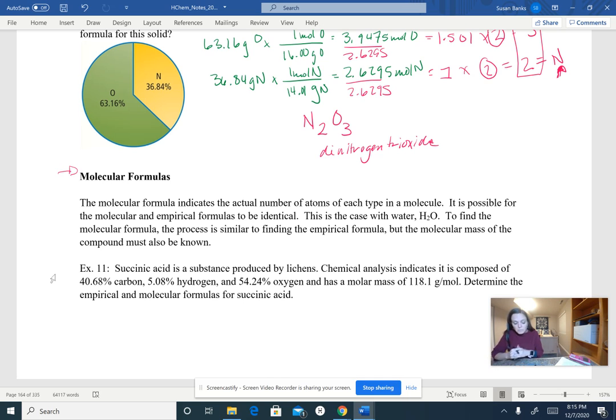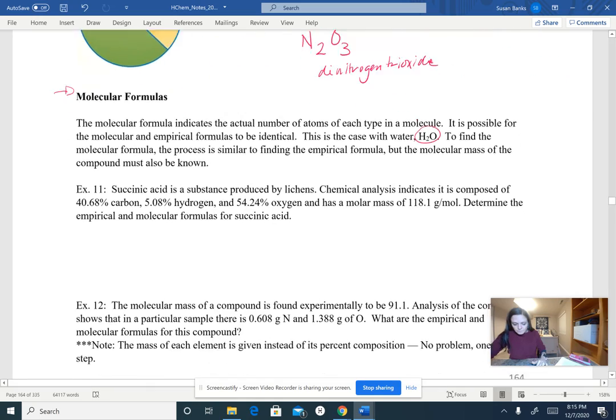It's possible for molecular and empirical formulas to be identical if they have the same simplest whole number ratio. That's the case with, for example, water. I can't get any more simple than H2O. There's 2 to 1. There's no common multiple or factor in there. To find the molecular formula, the process is essentially similar to finding the empirical formula, but the molecular mass is given, so we have a last step that we need to do. Okay, so here we go.